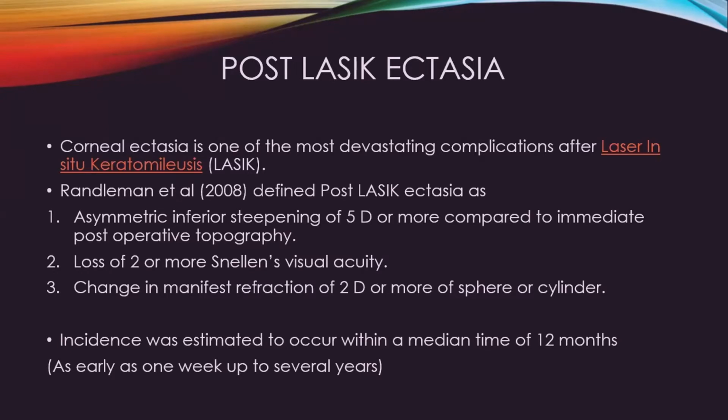The second item is the loss of 2 or more Snellen lines of visual acuity along the whole period of the follow-up, and a change in the manifest refraction of -2 diopters spherical equivalent, either in the sphere or the cylinder. And regarding the incidence, I have read that it may happen starting from a few weeks up to several years, with a median time of 12 months.